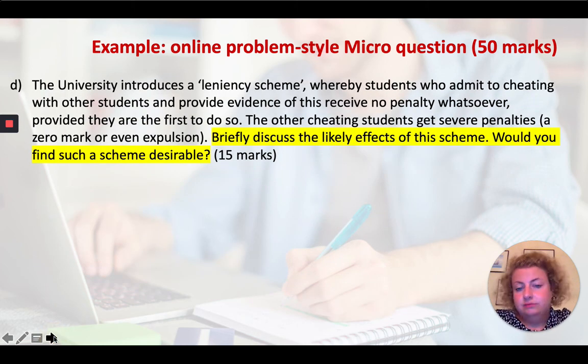And finally, 15 marks given to discussing the economic mechanisms of leniency programs in a particular context. All in all, I would say at least half the marks were about demonstrating reasoning and discussing a point of view. Notice the very last part here. Would you find such a scheme desirable? Here I'm explicitly asking students for their opinion, for their position, and they would need to argue whether they find it to be desirable or not.